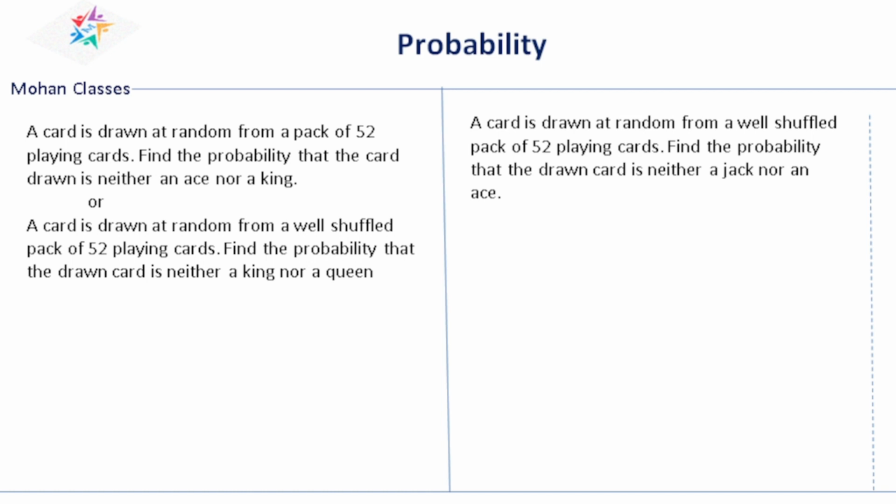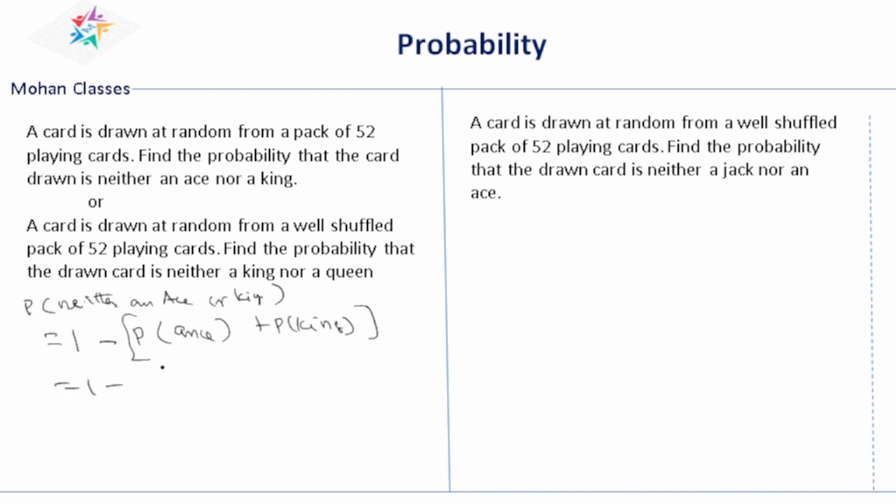How to do it? Here, neither an ace nor a king. So P of neither an ace nor a king, how we will write? P of neither an ace nor king, right? That is equal to 1 minus P of an ace, right? P of ace plus P of king. So that is equal to 1 minus P of ace means what?